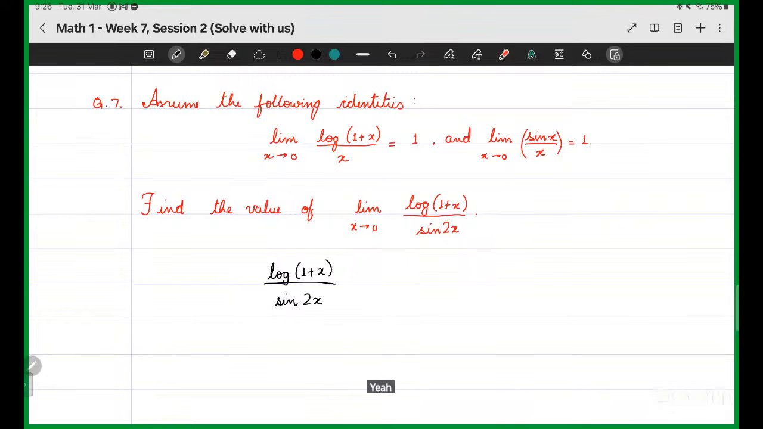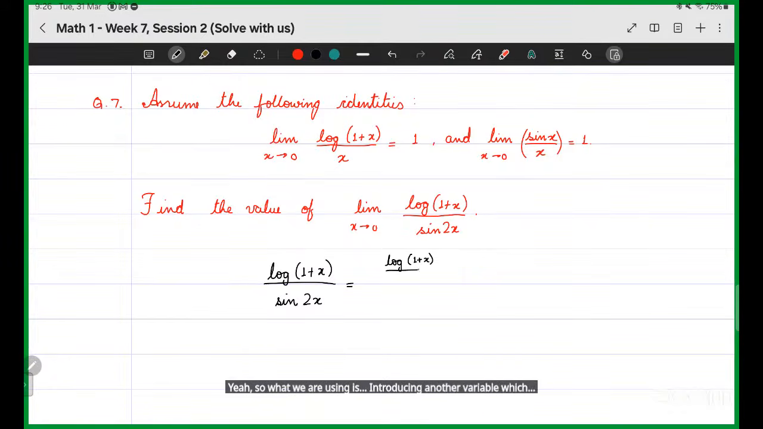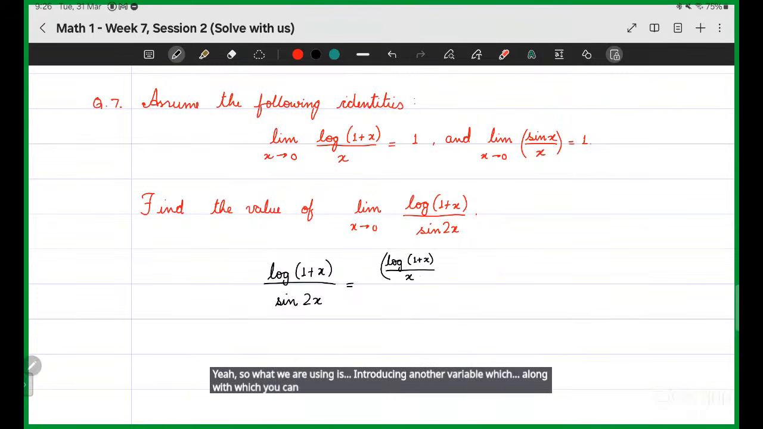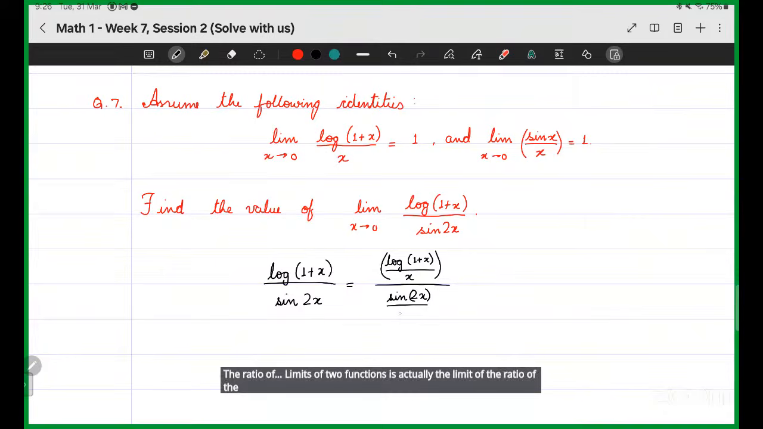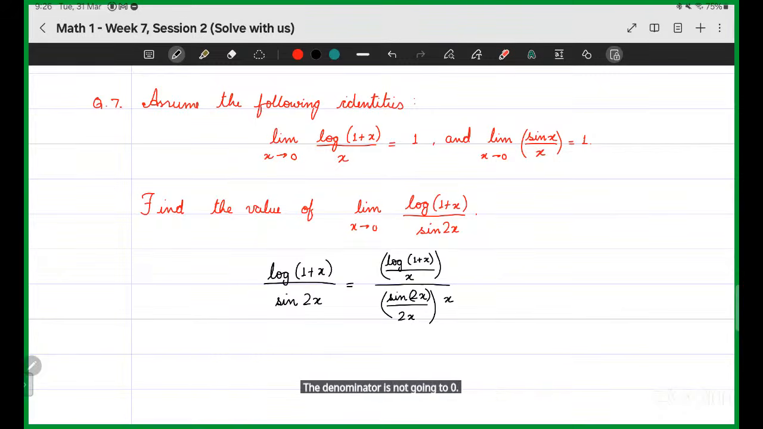Yeah. So what we are using is introducing another variable, along with which you can use a known identity, and then use the fact that the ratio of limits of two functions is actually the limit of the ratio of the two functions, provided the denominator is not going to 0.